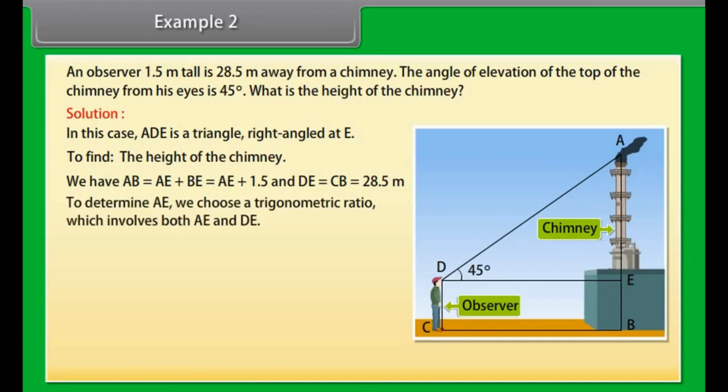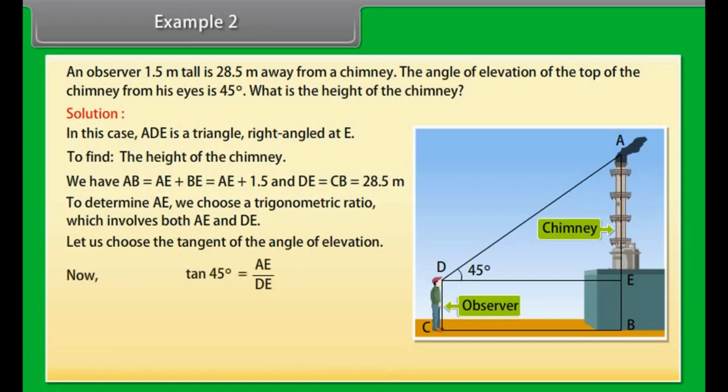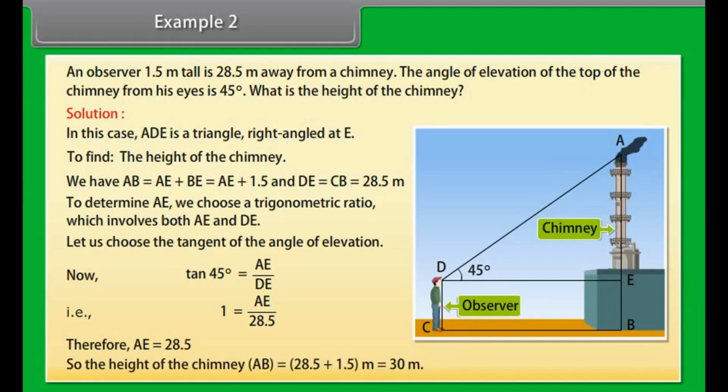To determine AE, we choose a trigonometric ratio which involves both AE and DE. Let us choose the tangent of the angle of elevation. Now tan 45 degrees equals AE upon DE, that is, 1 is equal to AE upon 28.5. Therefore, AE is equal to 28.5. So the height of the chimney AB is equal to 28.5 plus 1.5 meters, which equals 30 meters.